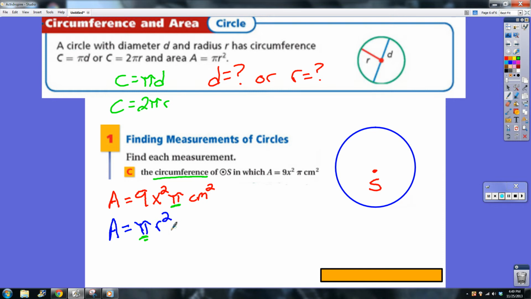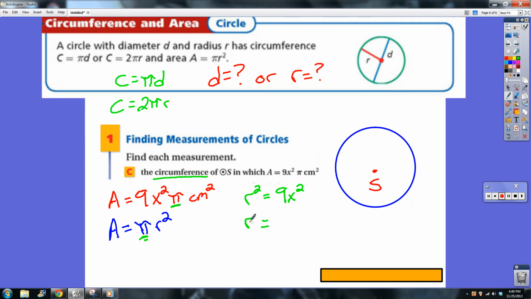What do you think the radius squared is equal to? Radius squared is going to be everything that is not pi: 9x to the power of 2. The radius squared is equal to 9 multiplied by x to the power of 2. Again, if we're trying to find the circumference, we need either the diameter or the radius. We've got the radius to the power of 2. What we want is radius to the power of 1.